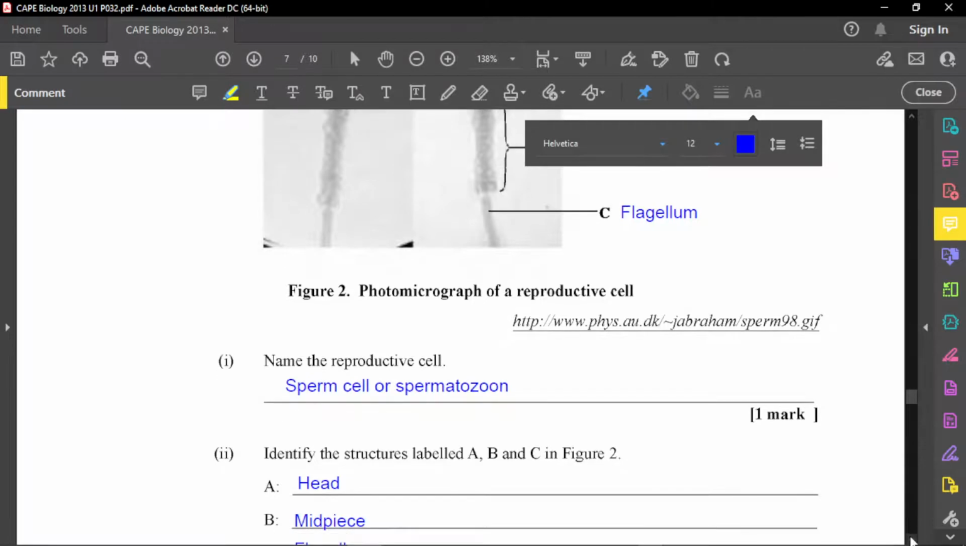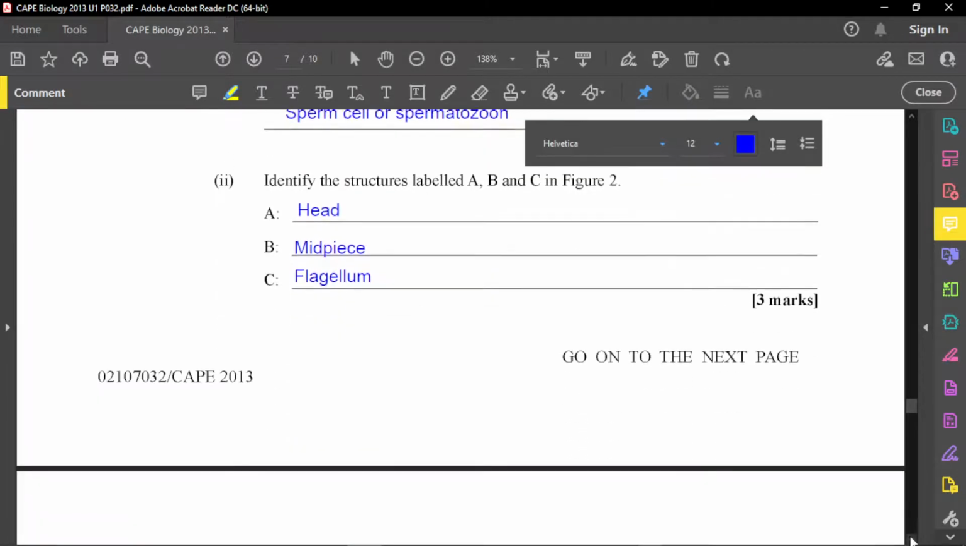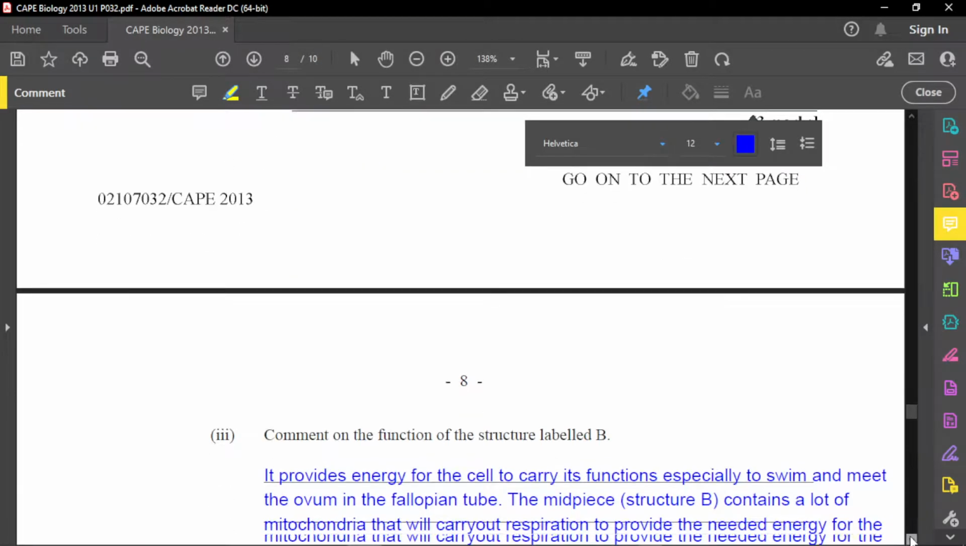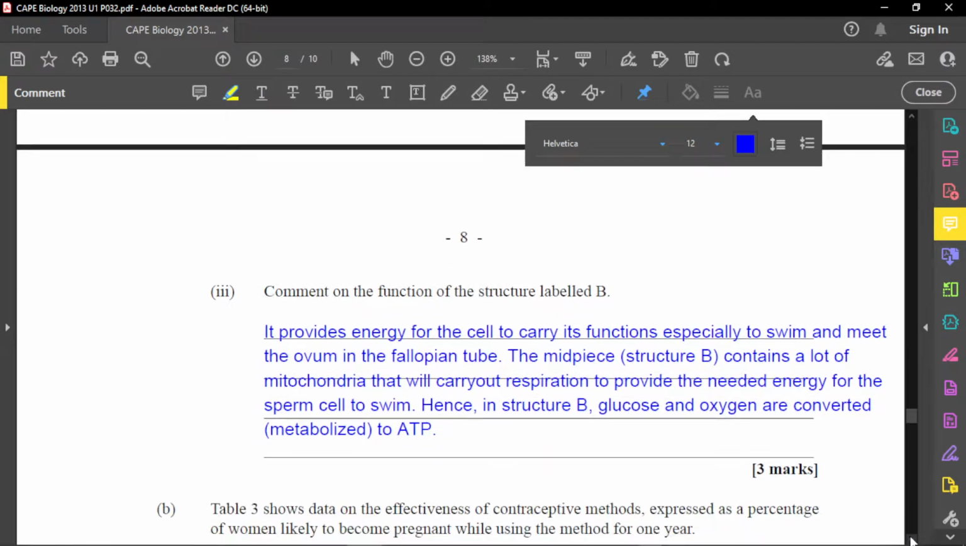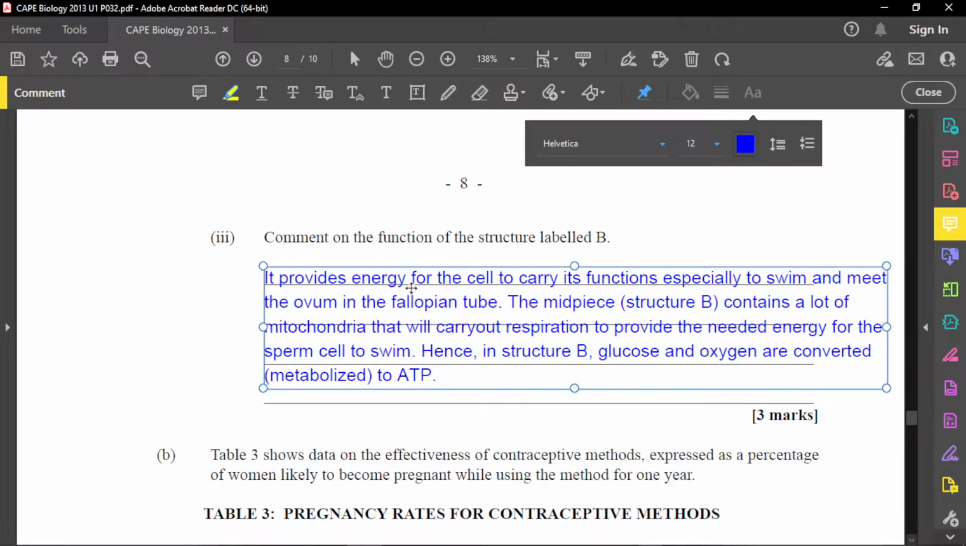So we have the head, the mid piece, and the flagellum, for 3 marks right there. Part 3 is a comment on the function of the structure labeled B. The function of structure B is to provide energy for the cell to carry out its function, especially to swim and meet the ovum in the fallopian tube. So the general purpose here is to produce energy.